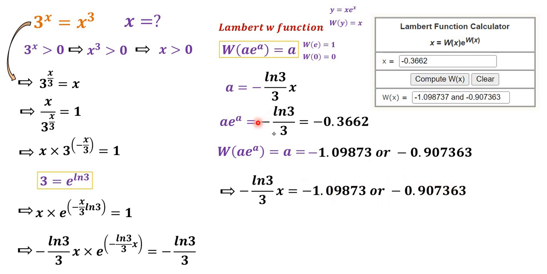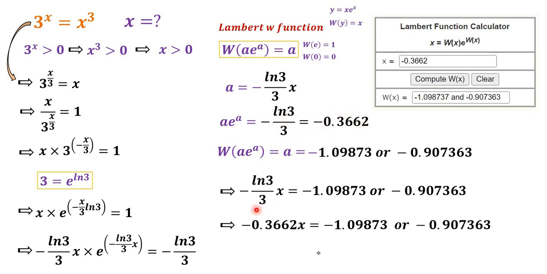Also, remember we have negative ln 3 over 3, so we use a calculator, we get this value. So we have this equation. Then we have the value of x is equal to 2.47752 or 3. So this is 3. We already know this solution, and the other solution is 2.47752.